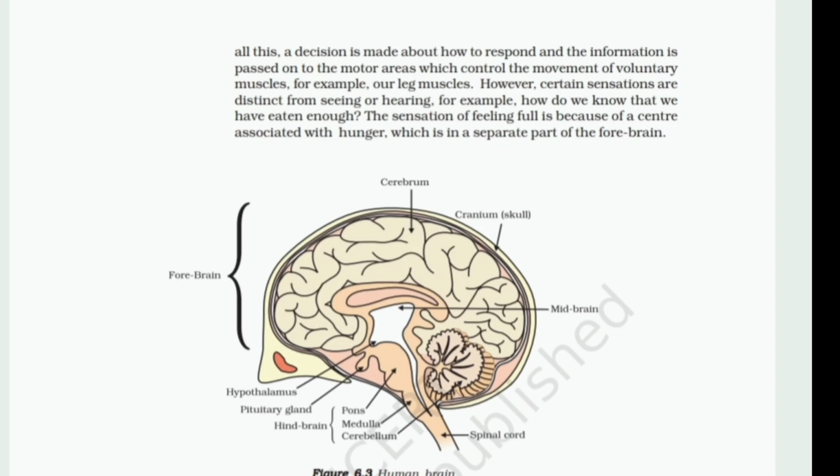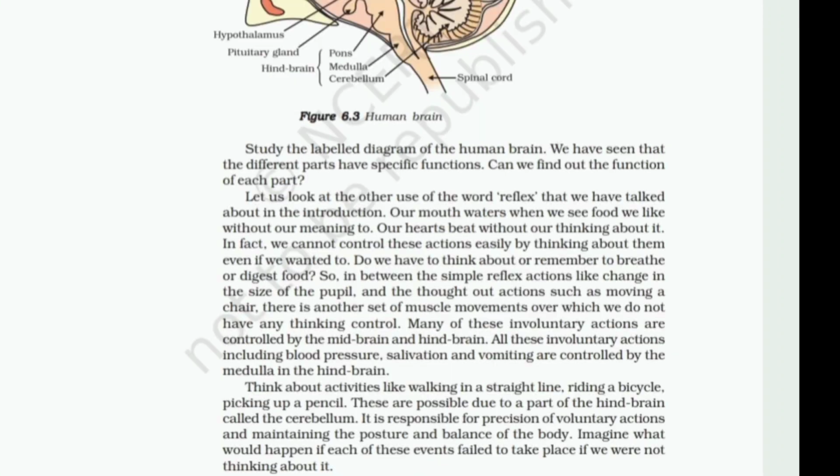However, certain sensations are distinct from seeing or hearing. For example, how do we know that we have eaten enough? The sensation of feeling full is because of a center associated with hunger, which is in a separate part of the forebrain. Study the labelled diagram of the human brain. We have seen that the different parts have specific functions. Can we find out the function of each part?